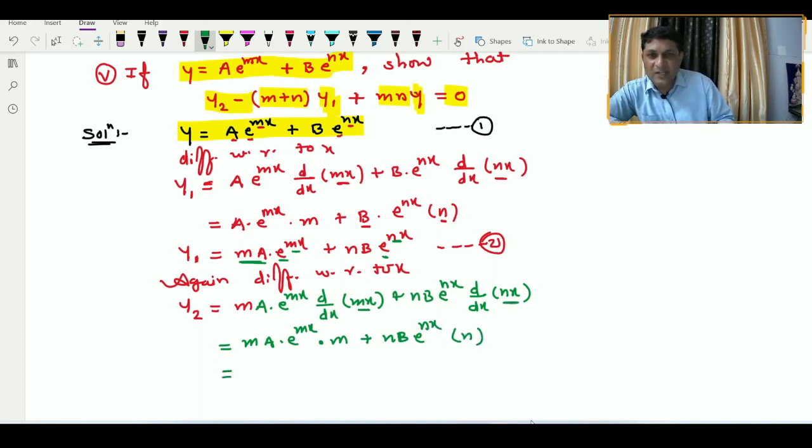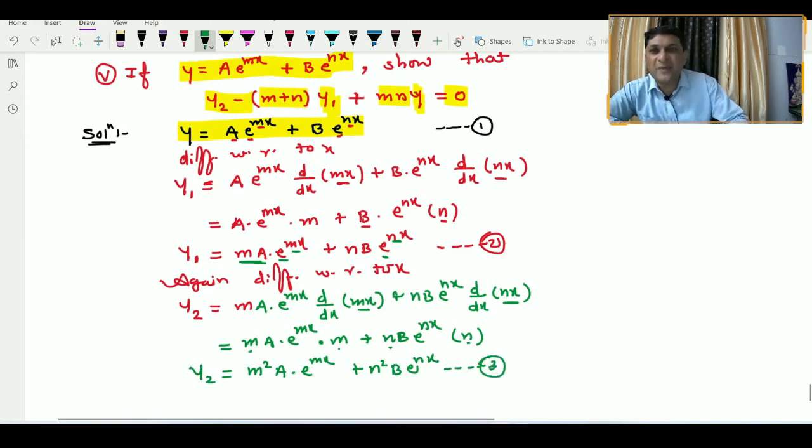So which is equal to, now m into m will be m square, a into e^(mx) plus n into n will be n square, b into e^(nx). This is the value of y2. Let us denote it by equation number 3.